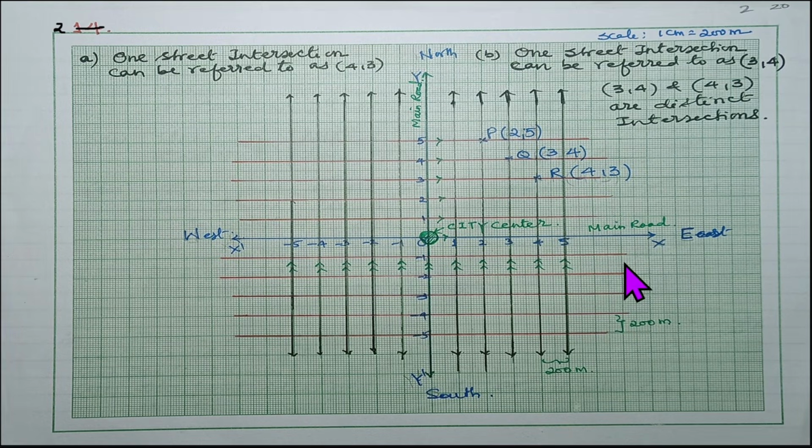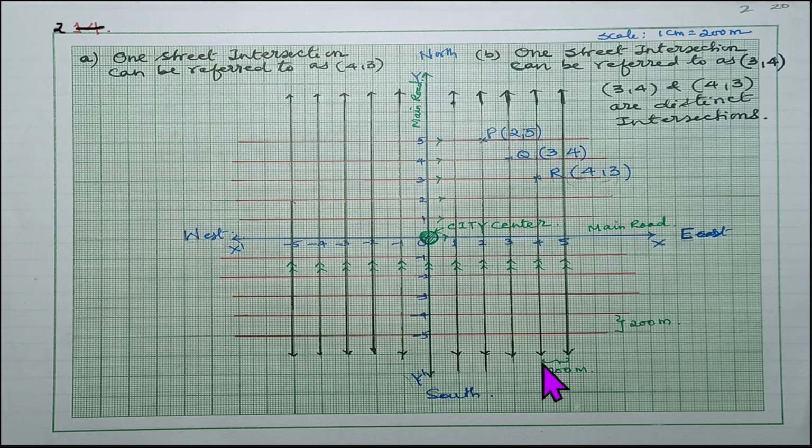In the second example, we are given two main roads. One main road is from west to east and another main road is from north to south or south to north, and both these main roads pass through the center of a city. Now there are five roads which are drawn parallel, please understand, parallel to the two main roads here. Five roads in the vertical direction and five roads in the horizontal direction.